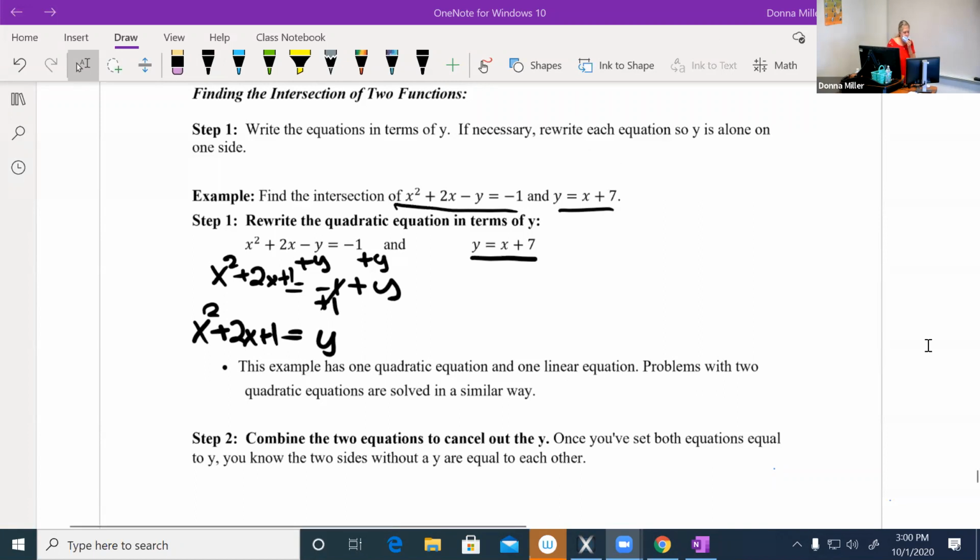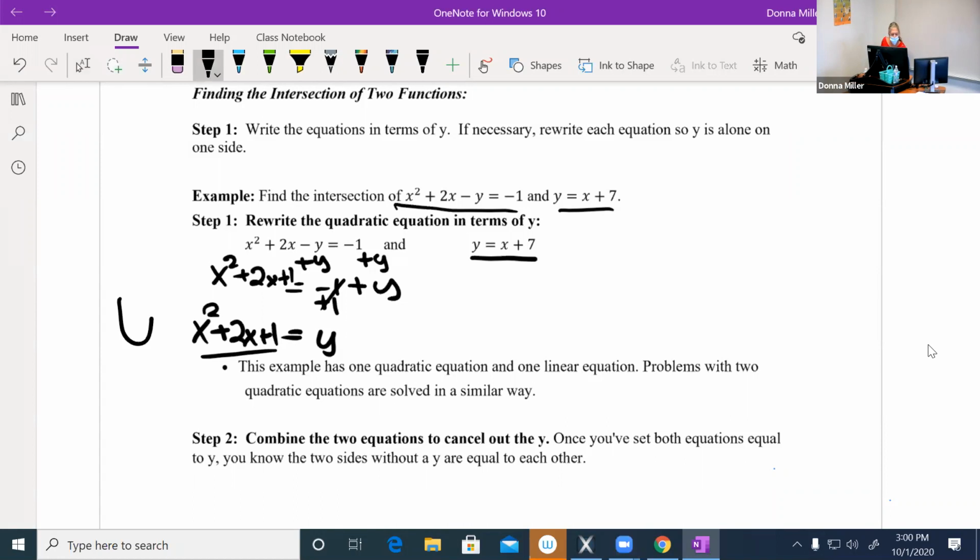All right. So anyway, I solved for y. So what do I do now? They're both equal to y. The way that you find their intersection, you set them equal to each other. See, this is a quadratic with the positive leading term, so it opens up, right? And this guy's a line, so there could be two places where it crosses.